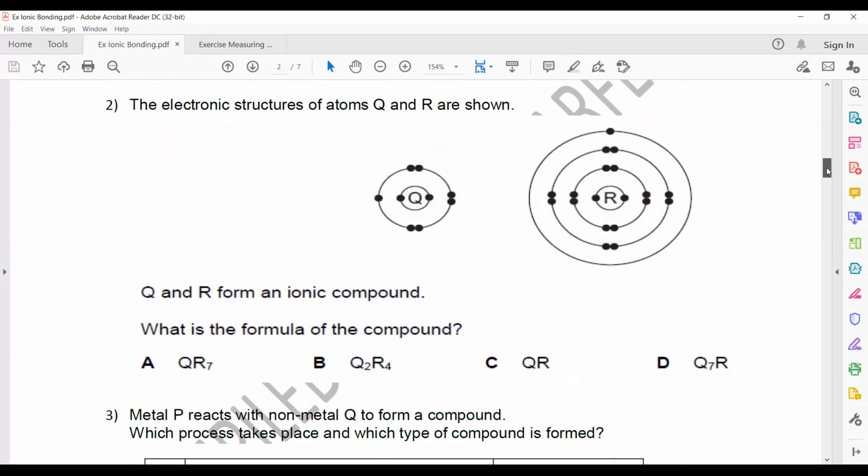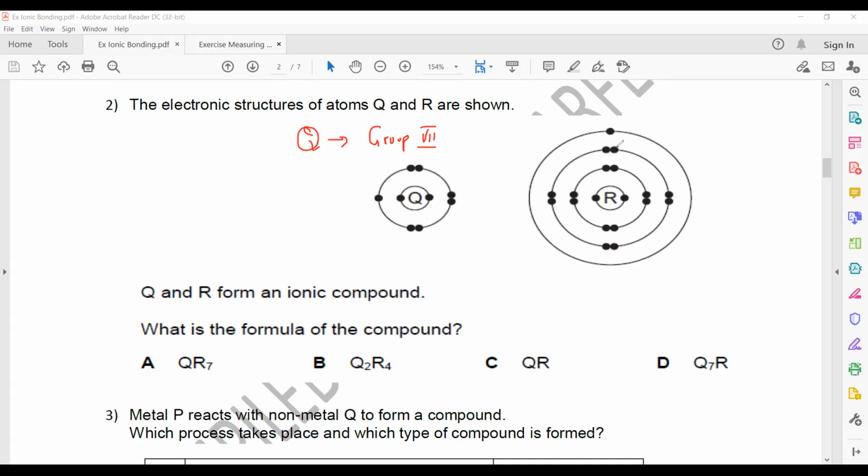In question 2, the electronic structures of atoms Q and R are shown. Q and R form an ionic compound. What is the formula of the compound? So how can we work out the formula of an ionic compound? We have to first identify the group. The group number means the number of electrons in the last shell. So when we check Q, 1, 2, 3, 4, 5, 6 and 7, there are 7 electrons in the last shell for Q. So Q belongs to group 7.